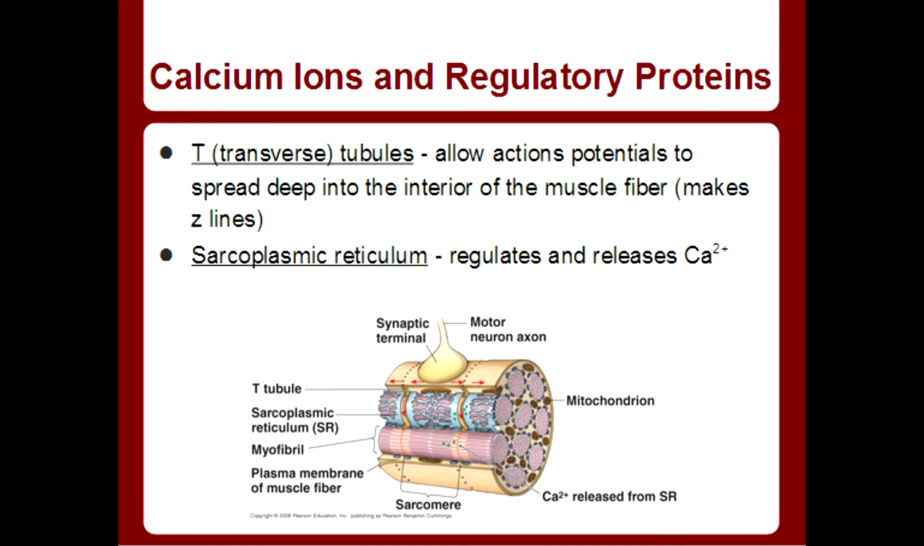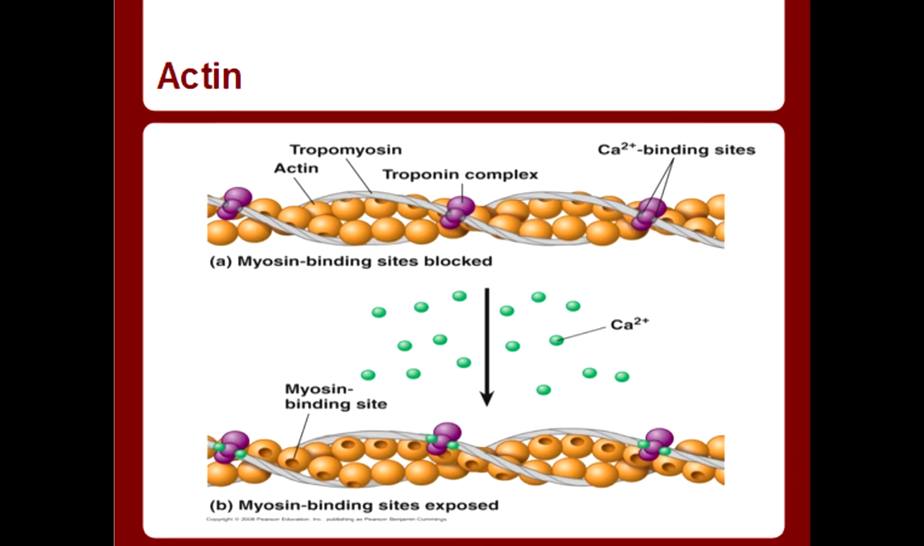Okay, so the T tubules are what allow action potentials to spread deep into the interior of the muscle fiber. So when your brain sends an action potential, like we want to contract this muscle, the T tubules are what send those into the muscle. And then the sarcoplasmic reticulum is what regulates and releases calcium ions, which becomes important in the next slide.